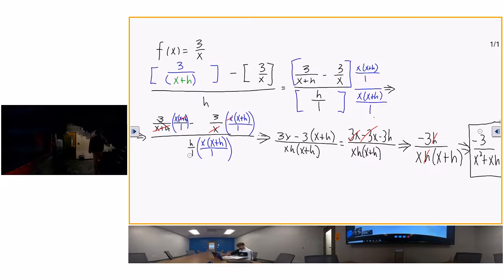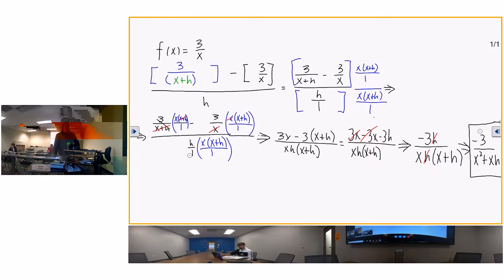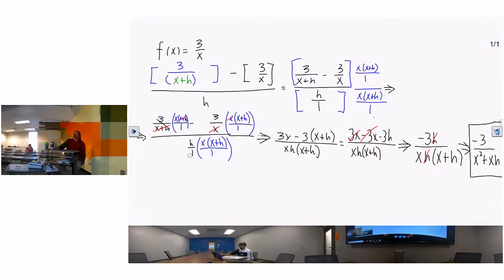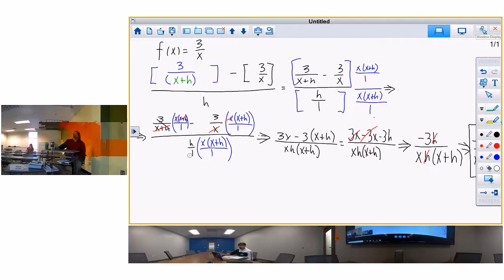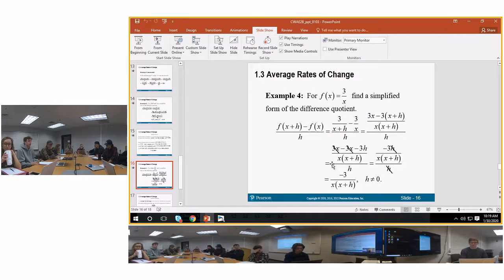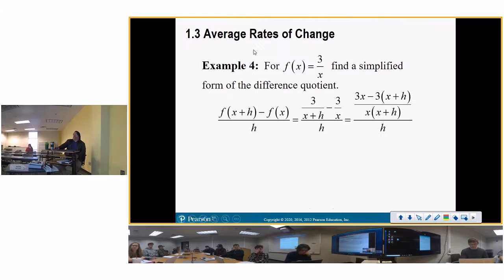Again, if you can do that fluently, that's great. It doesn't count if you were sitting there staring at it until I started. If you were sitting there staring at it until I started it, that's not a good sign. But if you communicate with me, we can figure it out. Move on. Let's see what they got. Negative 3 over x squared plus xh. Is that what I got? Yes. It's a miracle.